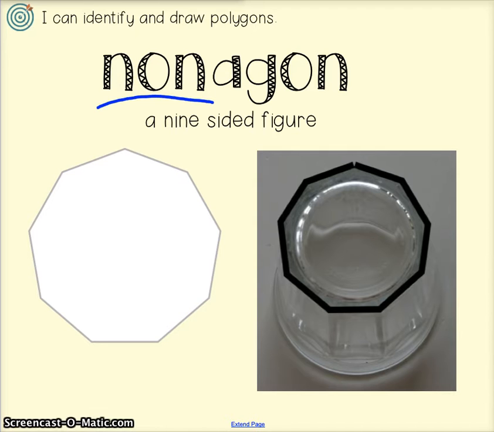Nonagon, okay? Nonagon. It is a 9-sided figure, notice the N for 9, okay? This is a picture of the bottom of a cup showing a 9-sided figure.